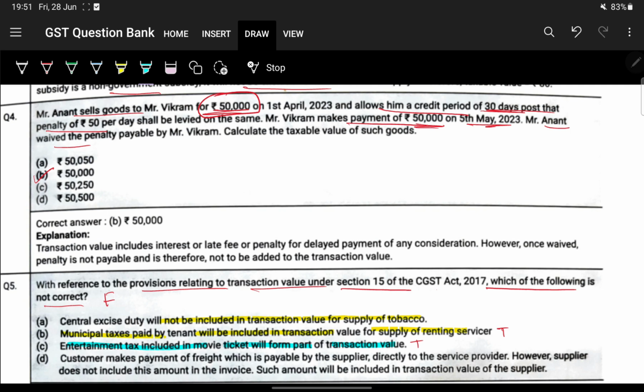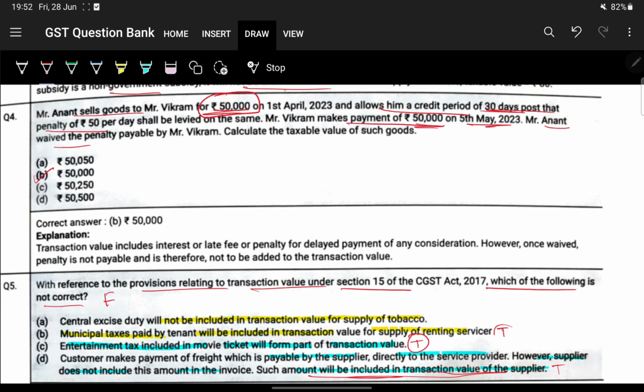Customer makes payment of freight which is payable by the supplier. Customer makes payment which is payable by the supplier directly to the service provider. However, the supplier does not include this amount in the invoice, and such amount will be included in the value of supply. This is also correct. So basically the customer, which is the recipient, directly pays it to the third party on behalf of the supplier, but the supplier does not include it, and now they're telling such amount will be included in the transaction value, which is correct.